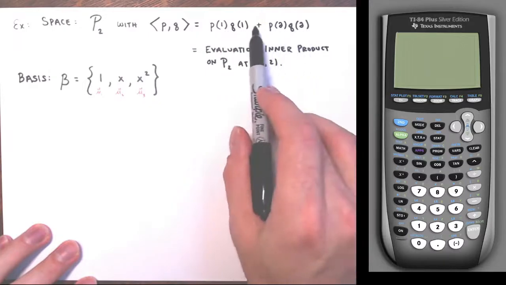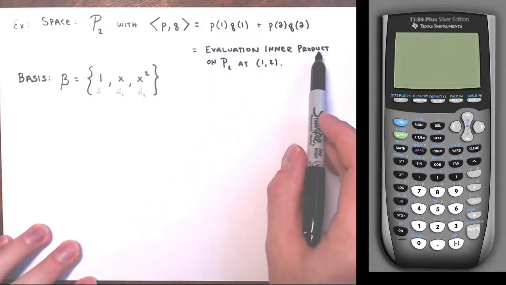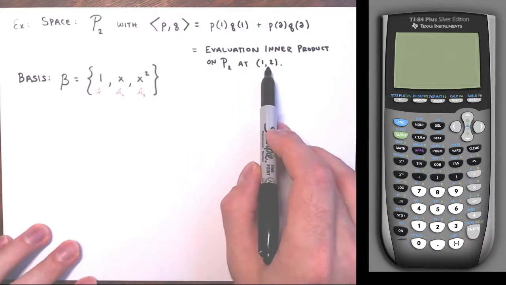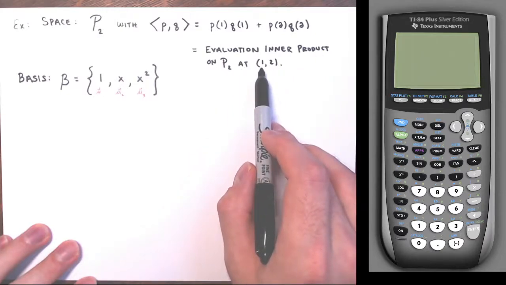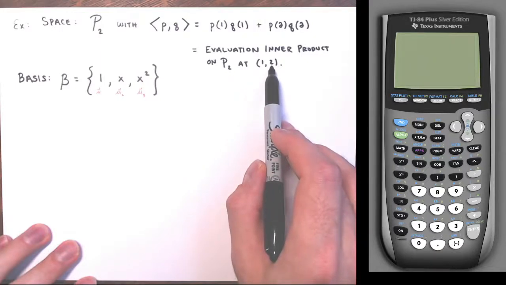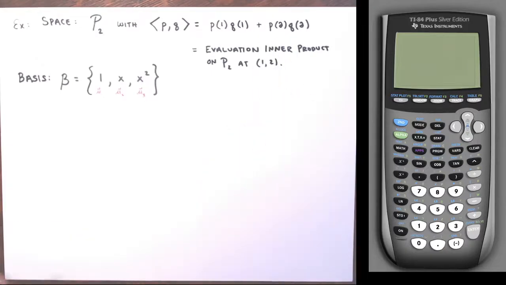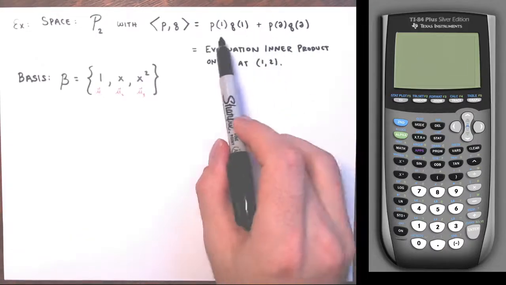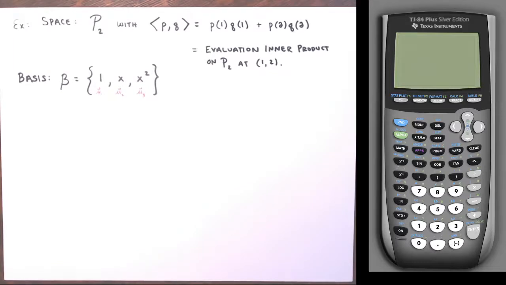Notice all these evaluations here. This is called the evaluation inner product on P2 at the vector (1, 2), right? So it's like, I plug in 1 to both polynomials and take their product, then I plug in 2 into both polynomials and take their product, and then add them up. So it's kind of like a dot product. You see how it's the sum of some products here, but we're doing evaluations, plugging in values to polynomials and evaluating them. All right, and you can verify that this does indeed satisfy all 4 inner product axioms, right? It's symmetric and additive and homogeneous and has that positive definiteness. Okay.